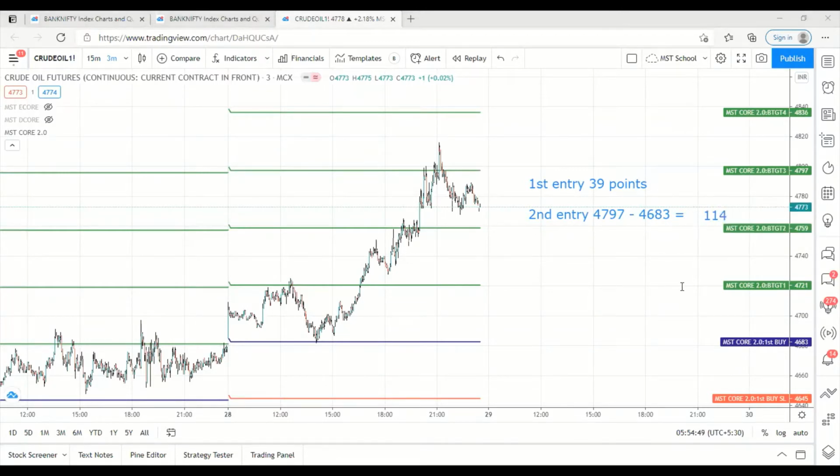114 points means 11,400 rupees for a single lot in the second entry. So 114 plus 39 points. Yesterday we have got 153 points profit in crude oil. 153 is the total profit from first buy and first sell. So 153 means 15,300 rupees profit per single lot. So this is in the case of crude oil.